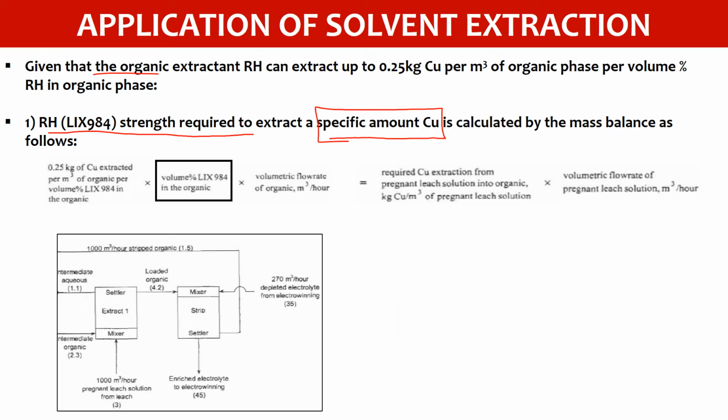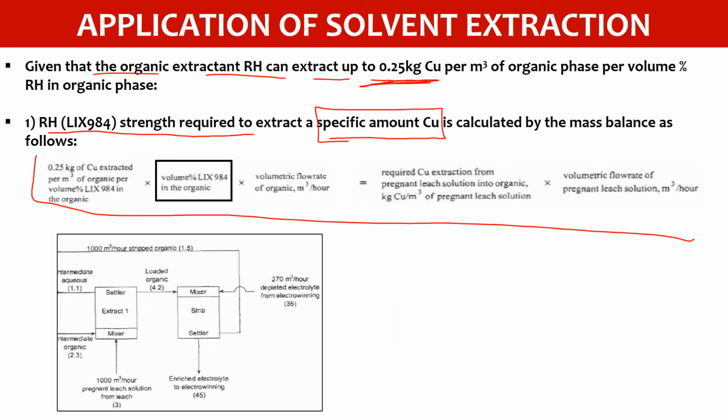That's what you first calculate. So you're given the information that the organic extractant can extract up to 0.25 kilograms of copper per cubic meter of organic phase per percent volume of your extractant in the organic phase. So using this mass balance here, you can calculate the strength of your solvent extractant using this equation. Okay. So kindly find the missing figure here using this balance.